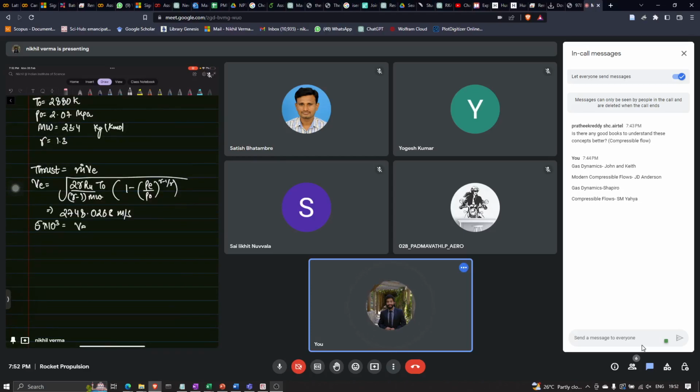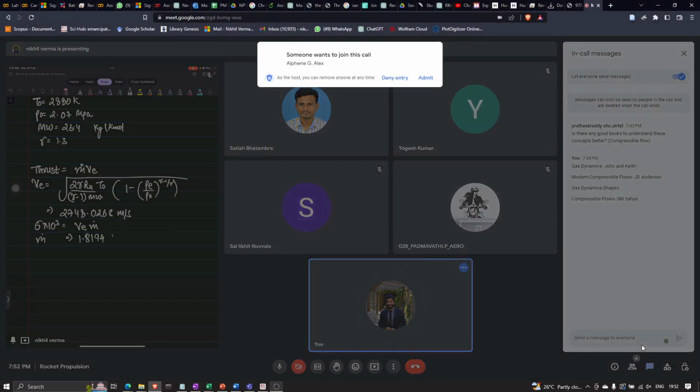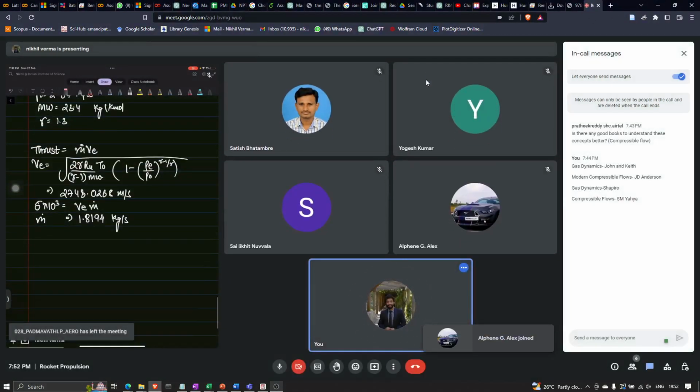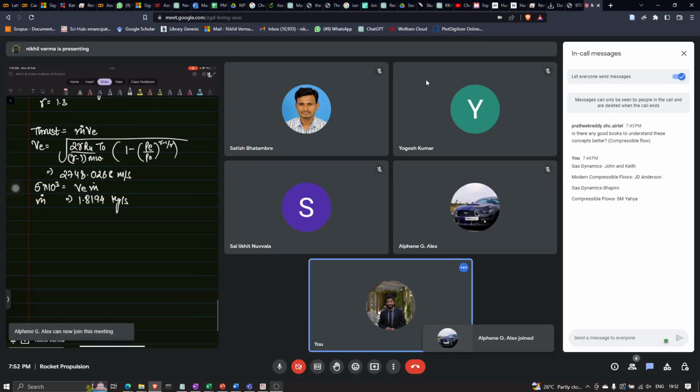Thrust is given as 5 kilonewtons, so thrust is m dot times V exit. So m dot you can calculate with this as 1.8194 kg per second. So you have m dot.